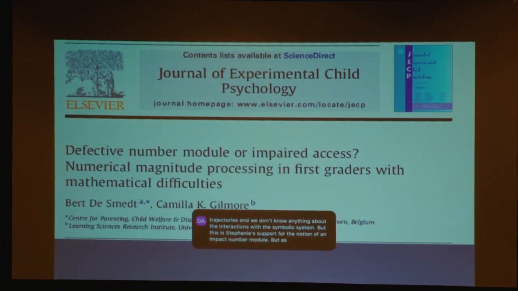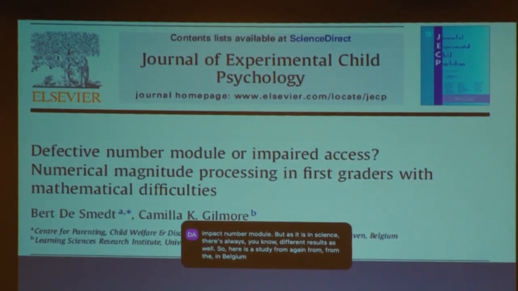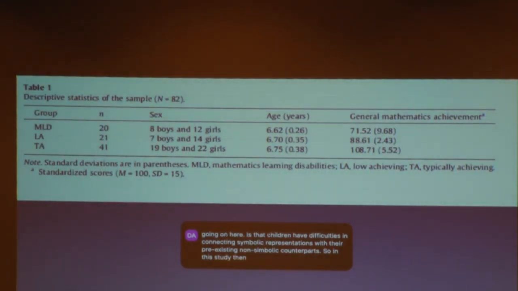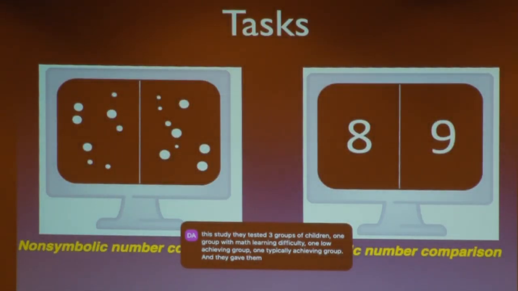But as it is in science, there are always different results as well. So here is a study from the KU Leuven in Belgium, where what they showed was that it's actually more likely that children have difficulties in connecting symbolic representations with their pre-existing non-symbolic counterparts. In this study, they tested 3 groups of children: one group with math learning difficulty, one low achieving group, and one typically achieving group. And they gave them tests of both non-symbolic as well as symbolic number discrimination. So judge which of 2 dot arrays is larger, or which of 2 numerical symbols is larger.